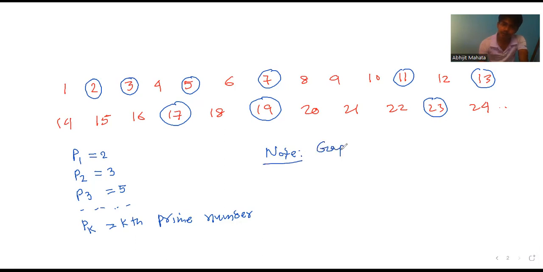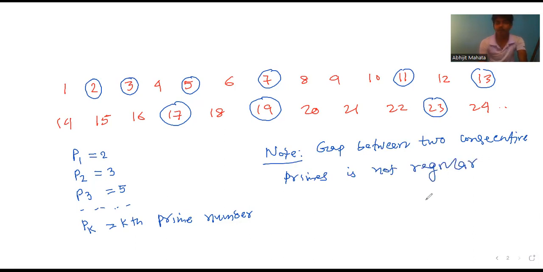So the gap between two consecutive primes is not regular. Regular in this sense, the gap does not maintain any formula, any mathematical formula.